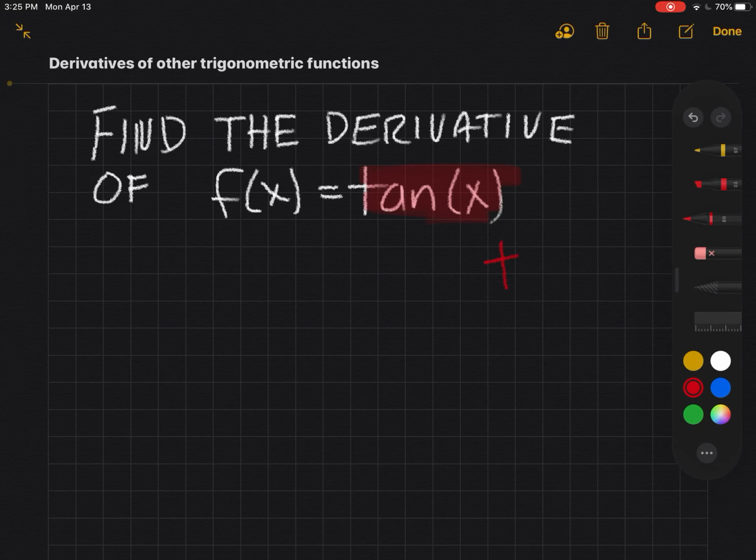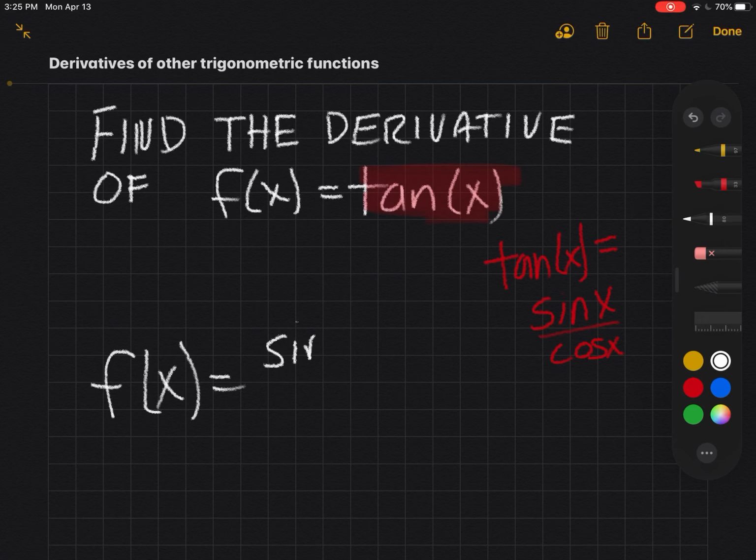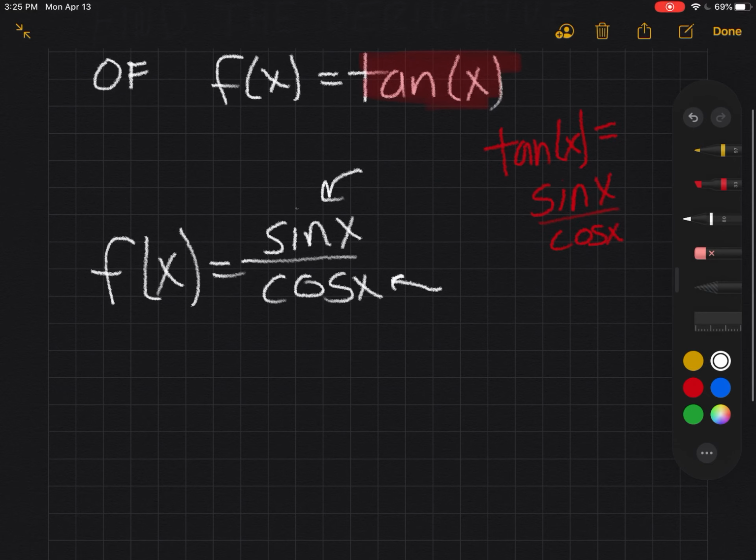What we're going to need to be able to do this is to remember a fact about the tangent of x. We have a trig fact, which lets us know that the tangent of x is equal to sine x over cosine of x. So I'm going to do a substitution, and now we're trying to find the derivative of f of x equals sine x over cosine x.